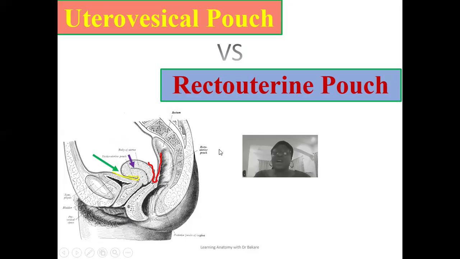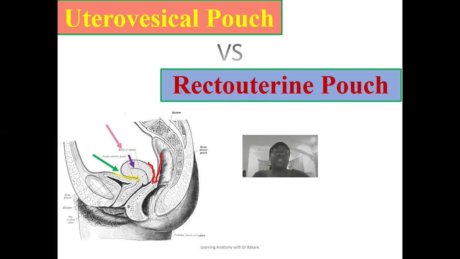Just from breaking down the name, the uterovesical pouch means it is a recess or a space that is located between the urinary bladder anteriorly and also the uterus posteriorly. And that is why it is so named the uterovesical pouch. Utero means uterus and vesical means urinary bladder.